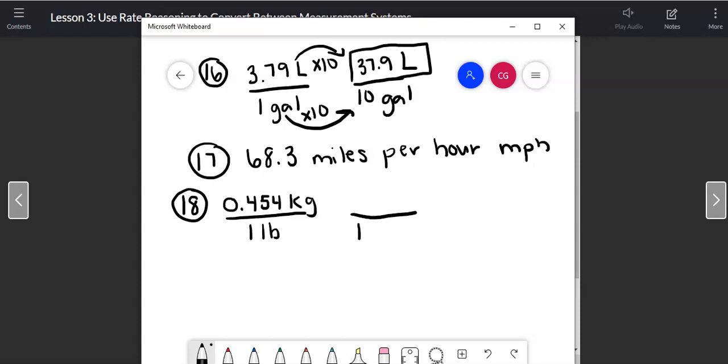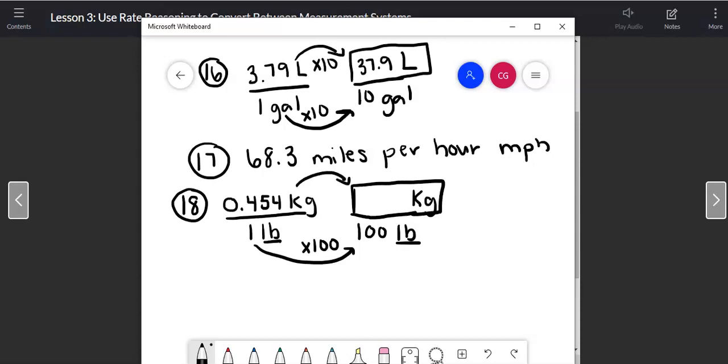And Jim weighs 100 pounds. So I'm going to put my 100 pounds on the same level as my 1. So to get from 1 to 100, I'm going to multiply by 100. And they're asking us in kilograms, so I'm going to put that on top. If I multiply by 100 on the bottom, I'm going to multiply by 100 on the top. I'm going to take 0.454 times 100, which gives us 45.4 kilograms for our answer. Number 19's answer is 5 feet, 3 inches.